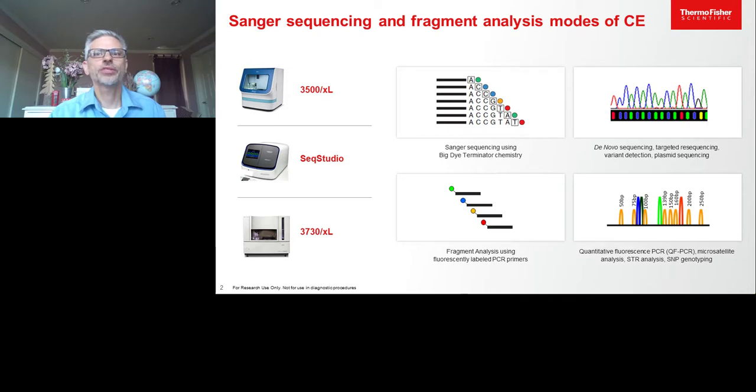And during today's presentation, I'll discuss how Sanger sequencing and fragment analysis can be used in the study of SARS-CoV-2. And I'll talk about various published articles as well as in-house work during the presentation, and give acknowledgement where appropriate via citation to the authors of those articles.